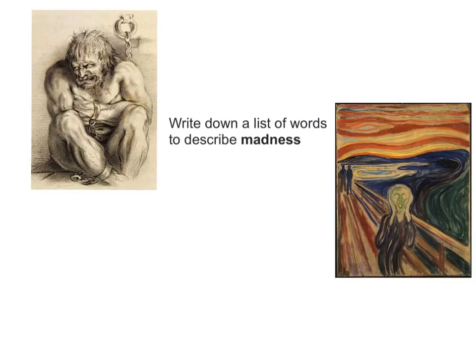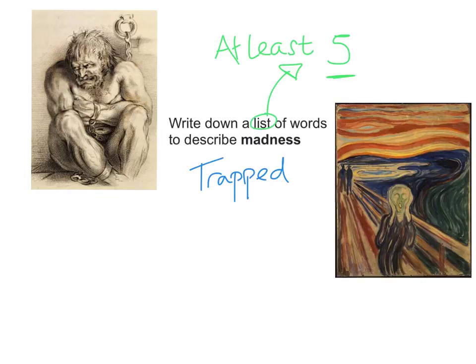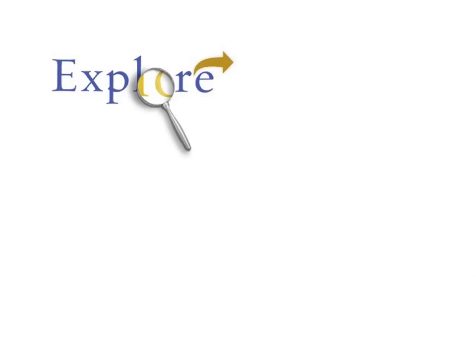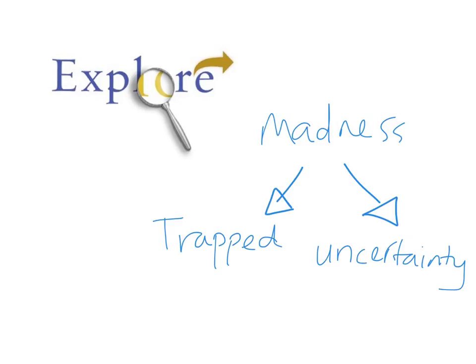Write down a list of words to describe madness. Here's one to start you off. Now try to think of at least 3 colours that come to mind when you think of the word madness. Remember, we need to explore the theme that the writer is presenting, so we can't just talk about madness. The words that you've just listed are going to help you to think about the theme in a bit more detail. You must think of your own words, don't copy mine.